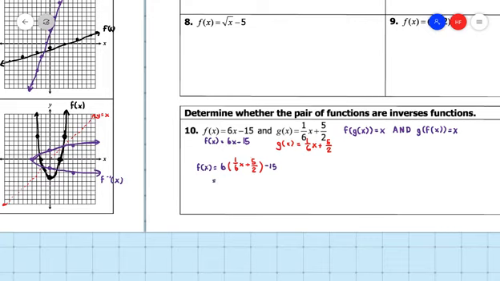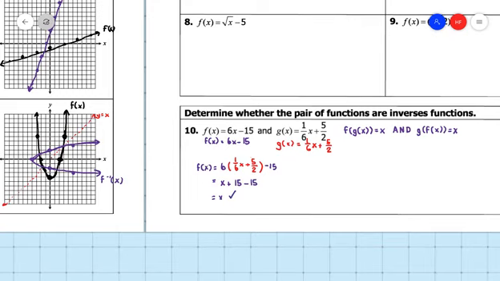Now we're going to distribute that 6. 6 times 1/6 is 1, so I have 1x. 6 times 5/2 is 15. And then I have minus 15, which equals x, because those 15s will cancel each other out. So f of g of x does equal x.